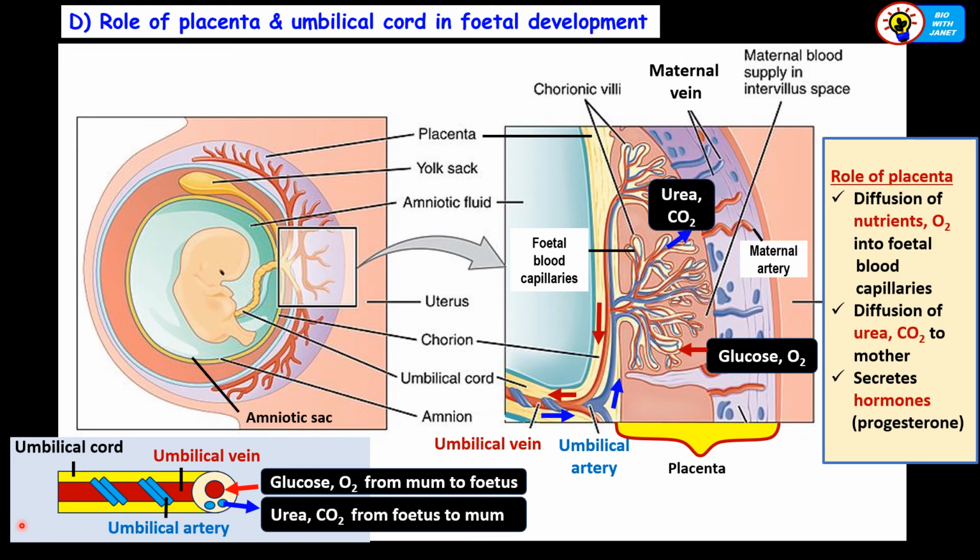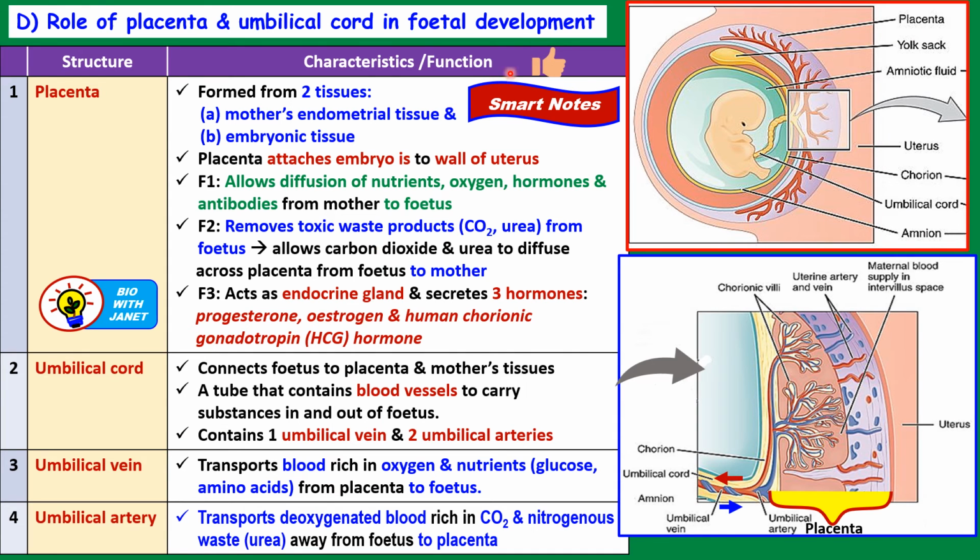So it's important to know the functions of the placenta, and also to understand what the contents of the umbilical vein and artery are. Just now we discussed the diagram and the role of the placenta and umbilical cord in fetal development. These are the notes, which are very good. They are the smart notes. You can copy them down in your notebook.